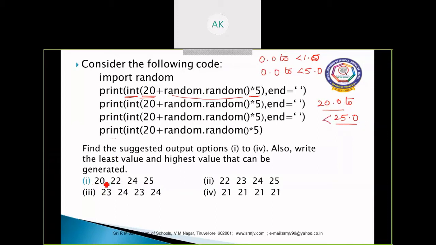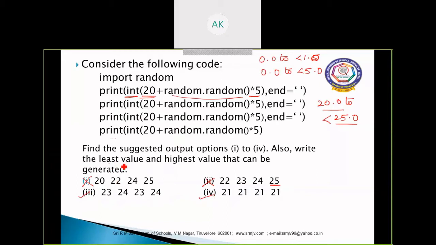You can see that in the first option we have 20, 22, 24 and 25. So 25 is not a possible output, and this option is ruled out. In the same way the second option is also ruled out as we have 25 here. In the third option we have 23, 24, 23 and 24, and in the fourth option we have 21. These are the two possible outputs for the given problem.